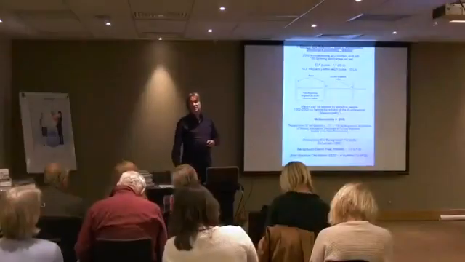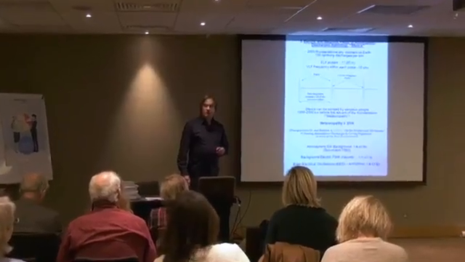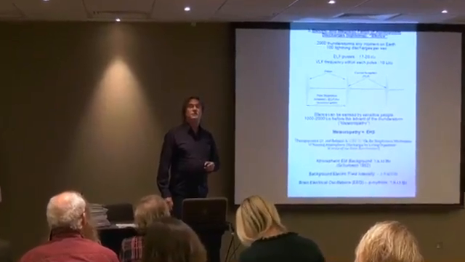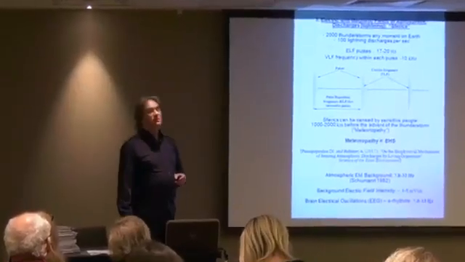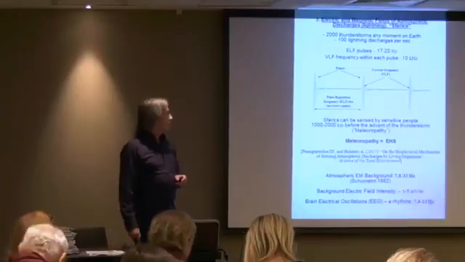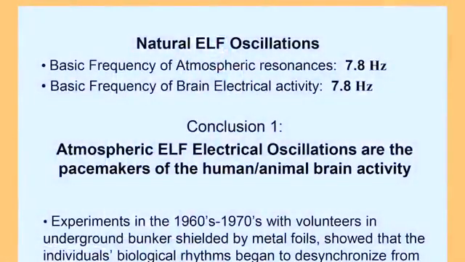There are people who can sense an upcoming thunderstorm while there are no meteorological signs of it, while this thunderstorm is a few thousand kilometers away. This phenomenon is called meteoropathy, and we explained that meteoropathy is actually a type of electro-hypersensitivity in this paper. Therefore, we have the basic frequency of atmospheric resonances to be 7.8 Hertz.